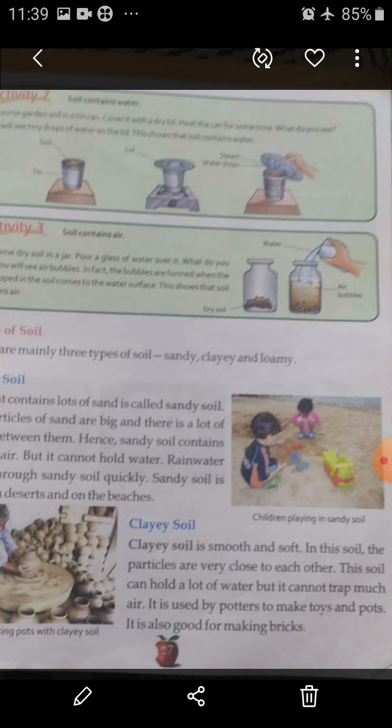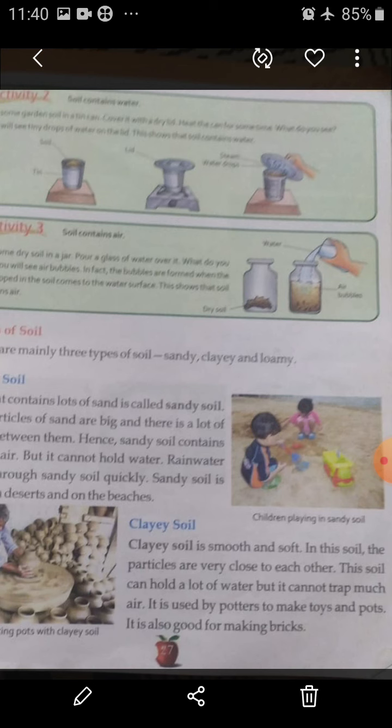But loamy soil is a mixture of sand and clay both. Loamy soil can hold both water and air because it is a mixture of sand and clay, so both characteristics are there. It is supposed to be the best for growing plants. For growing plants, loamy soil is the best soil.